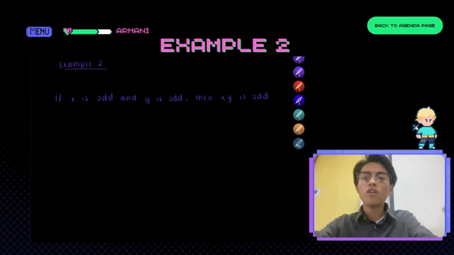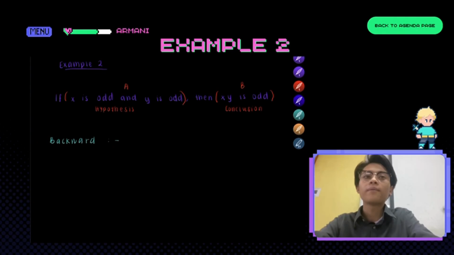Okay, so now, example 2. The question is, if x is odd and y is odd, then xy is odd. With this question, we get A, x is odd and y is odd, as the hypothesis, and B, xy is odd, as the conclusion. So now we will do the backward method. B1, xy equals 2k plus 1. We got this from the definition of an odd number.